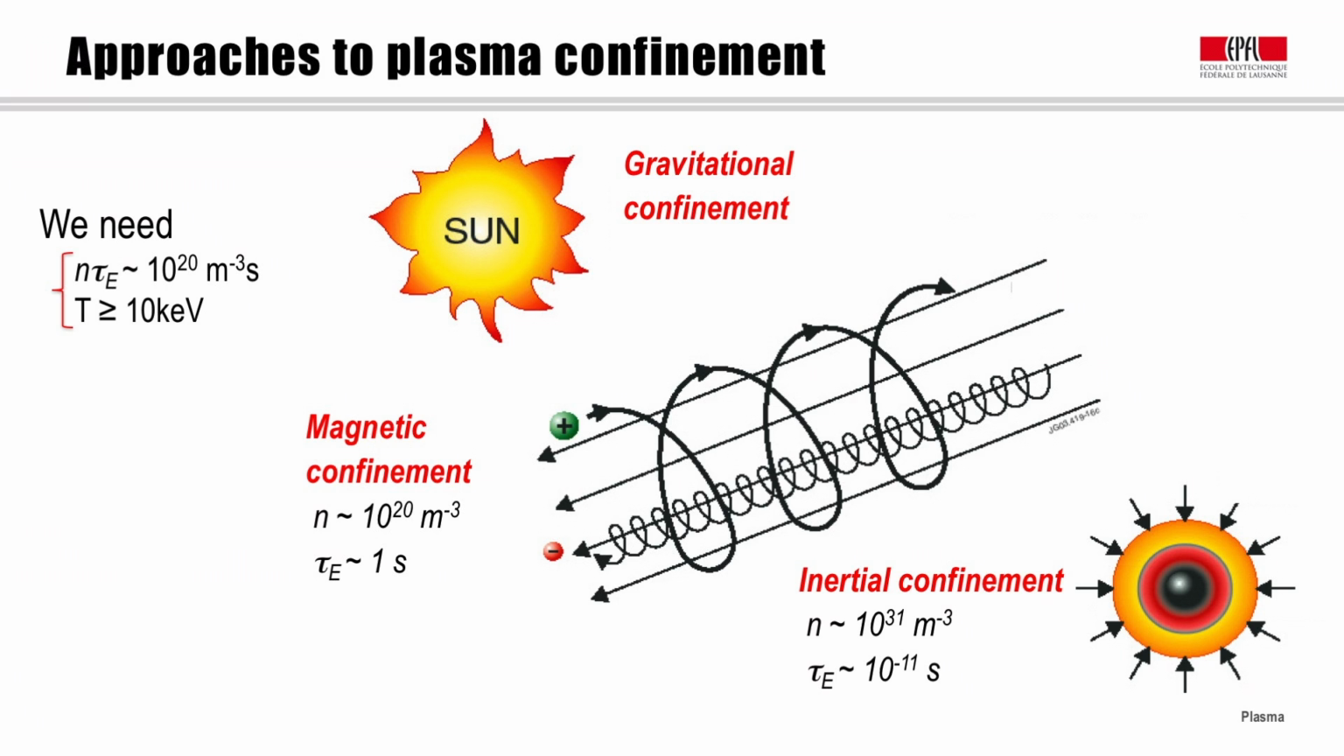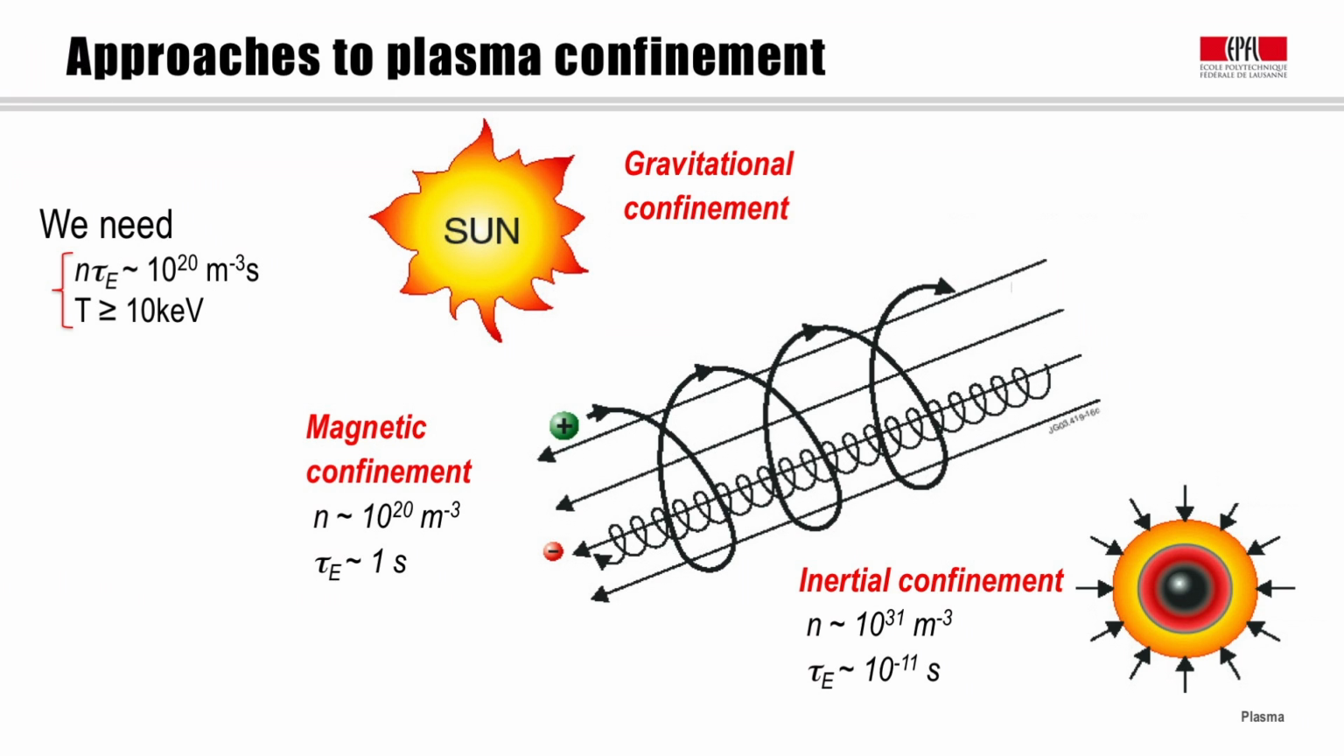So we have seen that for a reactor to work, two conditions need to be satisfied at the same time. The product n times tau E, where tau E is the confinement time and n is the density, must be of the order of 10 to the 20 per cubic meter second, at least of that order, and the temperature has to be at least about 10 keV. We have three possible ways to achieve these conditions. First of all, we have gravitational confinement. That's the way the stars work, like the sun. They hold the plasma together by gravitational forces. That's very impractical on Earth, of course.